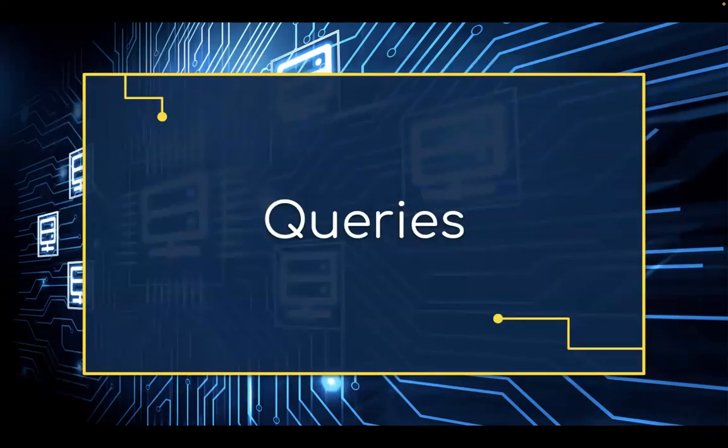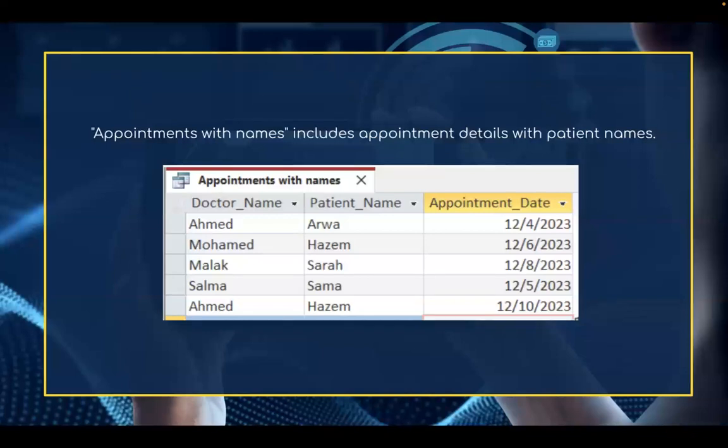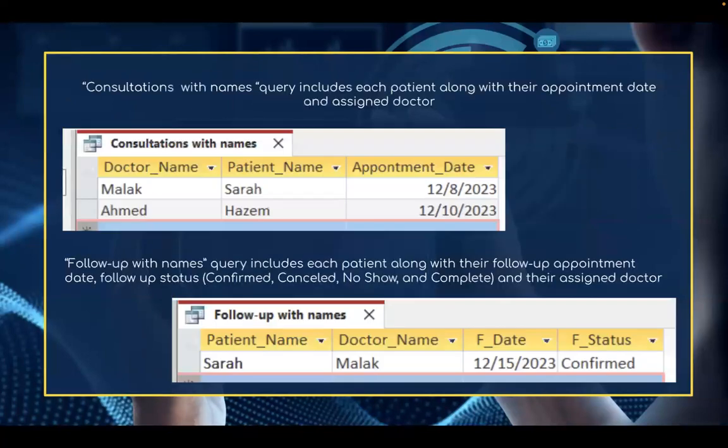So for the queries, we've implemented a few queries to gather specific information from the database. The first query shows the appointment with the doctor name and the patient name as well as the appointment dates. The second query shows the consultations with the doctor name, the patient name, as well as the appointment dates. The query below shows the follow-up with the patient name and the doctor name, as well as the follow-up date and the follow-up status.